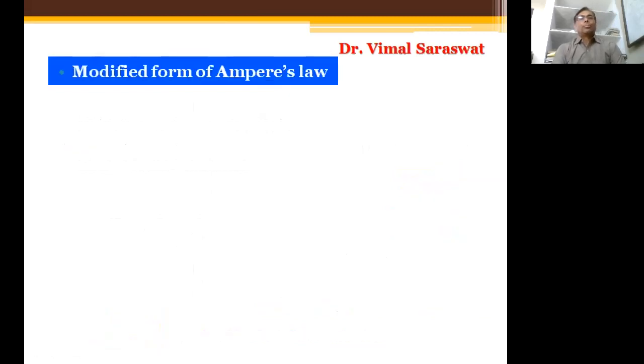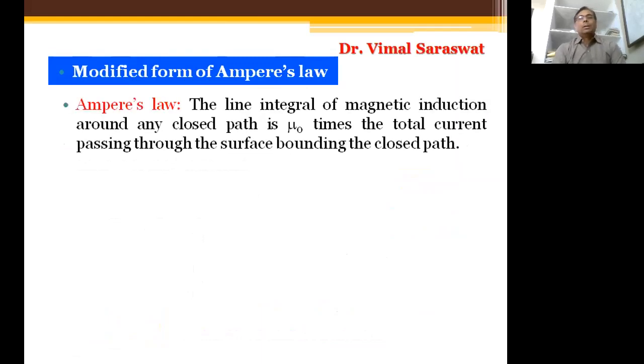Now, next one is the modified form of Ampere's law. According to Ampere's law, the line integral of magnetic induction around any closed path is mu naught times the total current passing through the surface bounding the closed path. If B is magnetic induction, then line integration B dot dl is equal to mu naught I. Here mu naught is the permeability of free space. I is the total current, and total current is the sum of conduction current and displacement current.